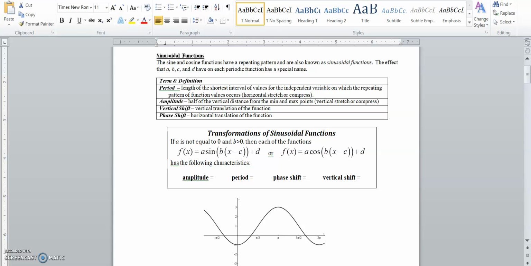I'm going to start this segment. It's the second lesson within Unit 3 for basically graphing trig models.